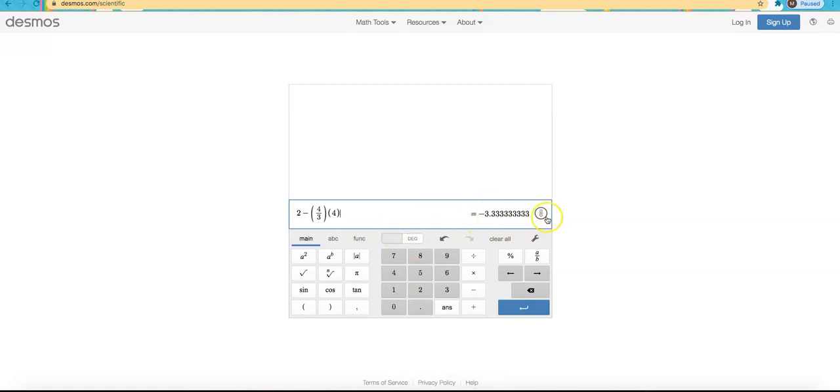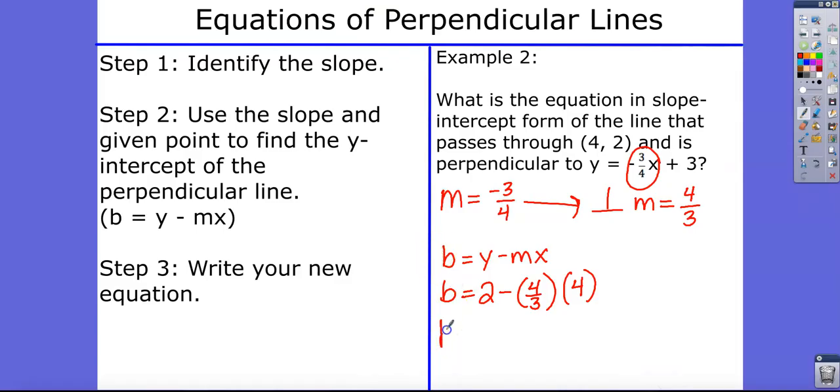Again, I don't want a decimal, so click the fraction to convert it. My new y-intercept is -10/3. So b equals -10/3.